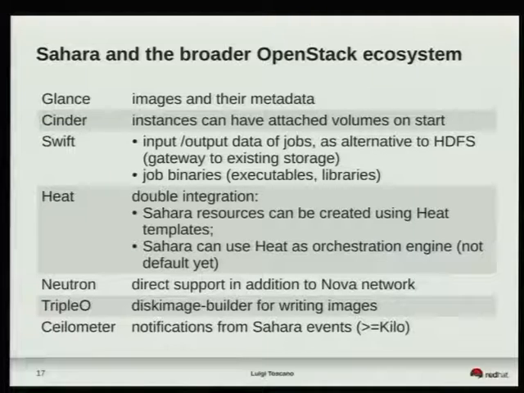Heat has a double integration. I already mentioned the fact that Sahara can use Heat as an orchestration engine, but on the other side, you can also create Sahara resources using Heat. So you can create a Heat template which creates a cluster template. Neutron, there is direct support in addition to Nova Network, even if there are not many other new functions. TripleO, because Disk Image Builder is used to write images so far. And Ceilometer, this is a new addition in Kilo, can take notifications from Sahara events.